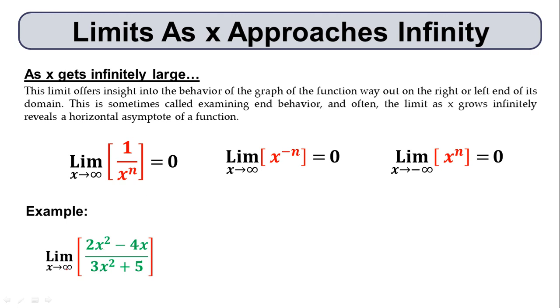Kasi pag sinubstitute natin yung infinity dyan, ang lalabas dyan is 2 times infinity minus 4 times infinity all over 3 times infinity plus 5. So, sa unang tingin, the limit might not exist or masasabi natin infinity, pero this is not the case. This example has a limit. Kung i-graph lang natin yan, no?